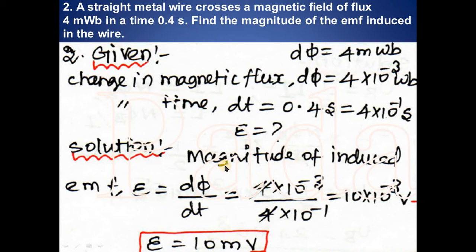So the solution: magnitude of the induced EMF epsilon is equal to d phi by dt. What is the value of d phi? D phi is 4 into 10 power minus 3 Weber divided by dt, which is 0.4, written as 4 into 10 power minus 1. 4 cancels 4. 10 power minus 2 goes to the numerator side, meaning 10 power plus 1. So 10 into 10 power minus 3 volt, or otherwise 10 millivolt, because 10 power minus 3 is milli. So epsilon is equal to 10 millivolt.